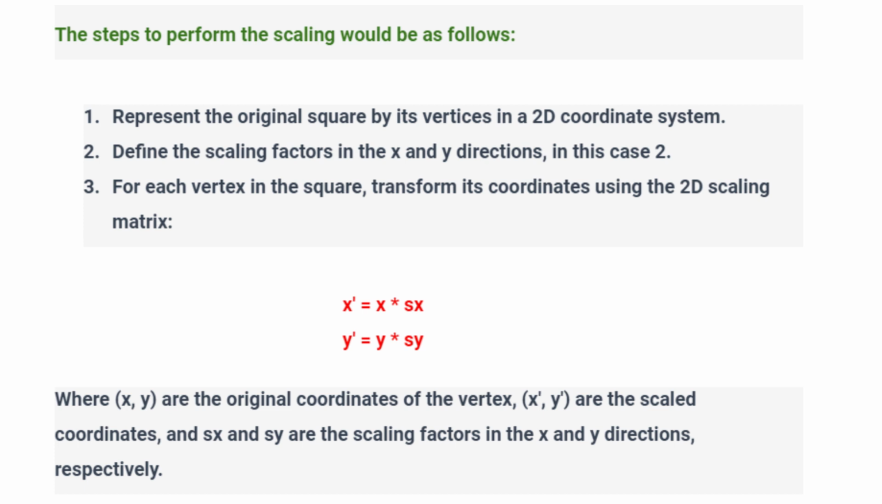X' = x * sx. Y' = y * sy. Where x, y are the original coordinates of the vertex, x', y' are the scaled coordinates, and sx and sy are the scaling factors in the x and y directions, respectively.